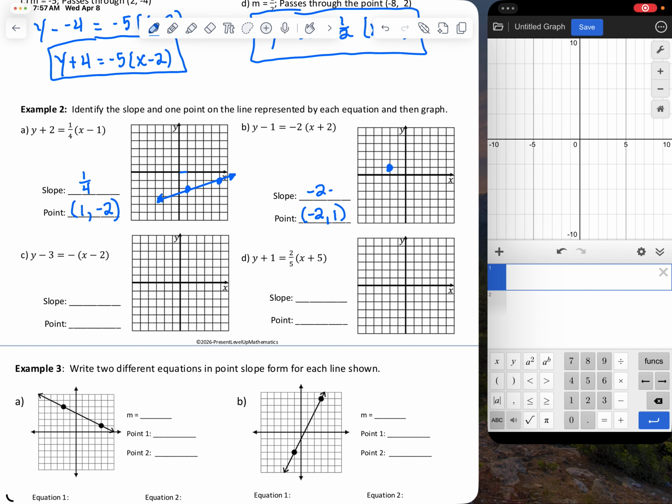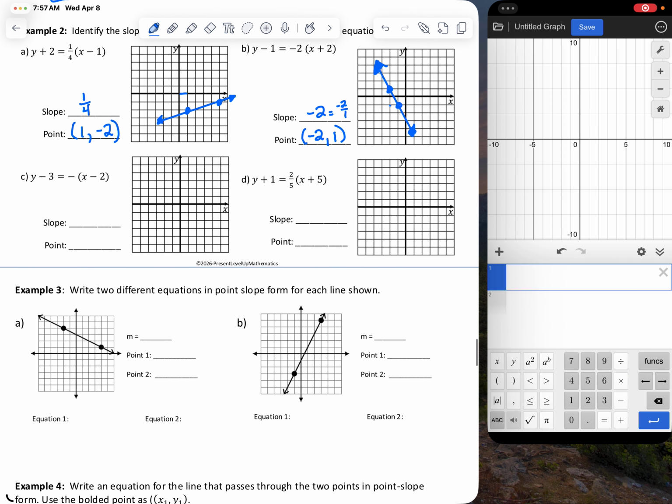Now it may help you to write your slope as a fraction. Now in this problem our slope is negative, so instead of going up 2, we're going to go down 2 and right 1. So down 2 and right 1. Remember, if you have a negative slope, your line should be slanted downhill. If it's going uphill, you need to check your work because you did something wrong.